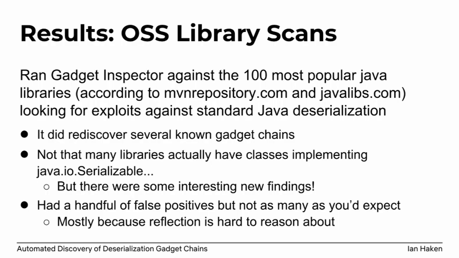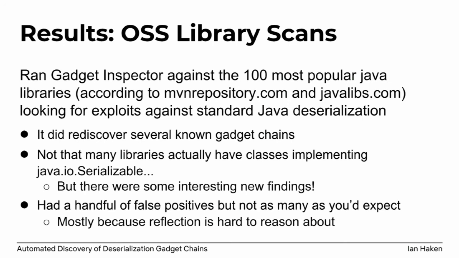So, all right, lots of talk about lots of things that this tool does, and lots of assumptions that it makes. The question is, does it actually find anything useful, or is it just false positive heavy and totally useless? The first thing I did was scan some open source libraries and see what it comes up with. I ran Gadget Inspector against the 100 most popular libraries as listed on mvnrepository.com and looked for exploits against Java deserialization, the built-in ObjectInputStream. It did rediscover several known gadget chains. That's good, that means it's finding things I know it should find. So thumbs up, it's doing something useful.